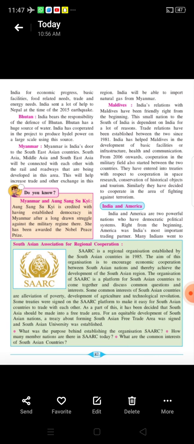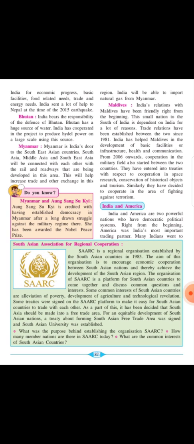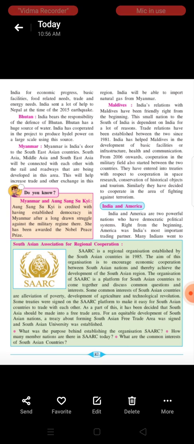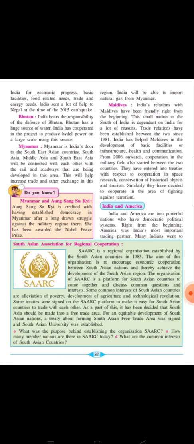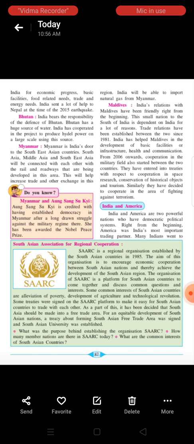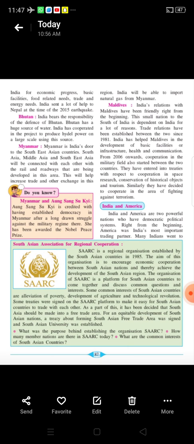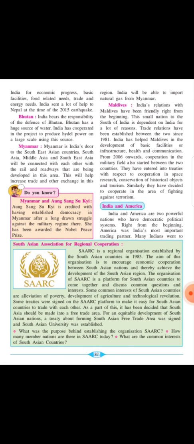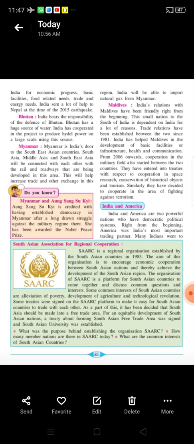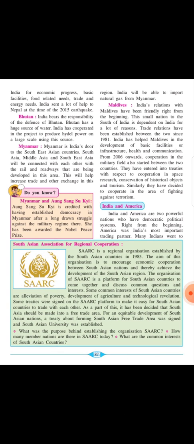Okay, children. The seventh neighboring country is said to be what? Maldives. Okay, children. Now, here Maldives is dependent on India for what purpose? For the development of trade, infrastructure, health and communication. So, what is happening here? The trade relations were from the year 1981 and the cooperation in the military field had started in the year 2006. They have entered into treaties to cooperate in space research, conservation of historical objects, tourism and the fight against terrorism.